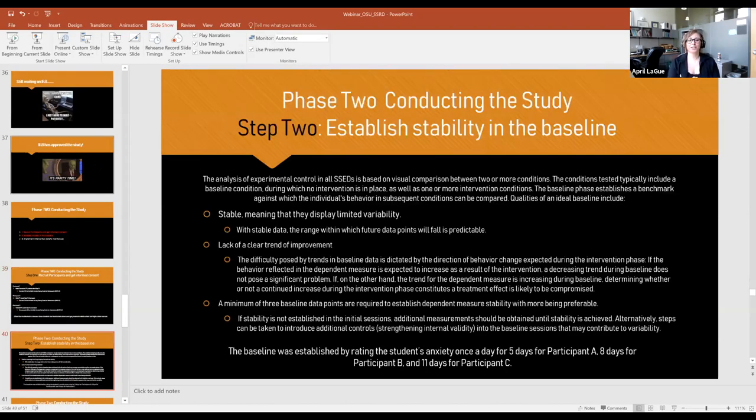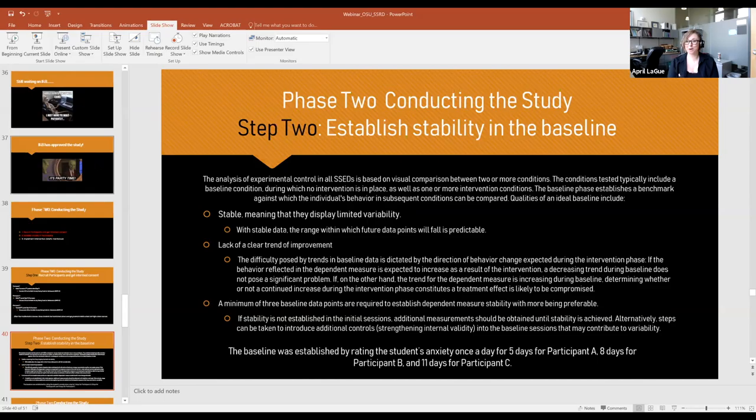So we're going to step two, establishing stability. Now, I will say of all of the steps in conducting the study, this one is a really huge one, because this is where you start to be able to show your change in behavior. Looking at visual comparison is really what single subject baseline is based on. We visually look at differences.